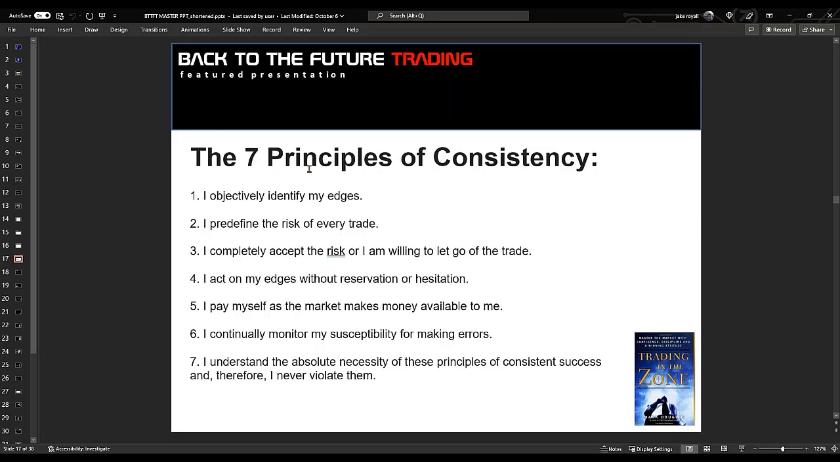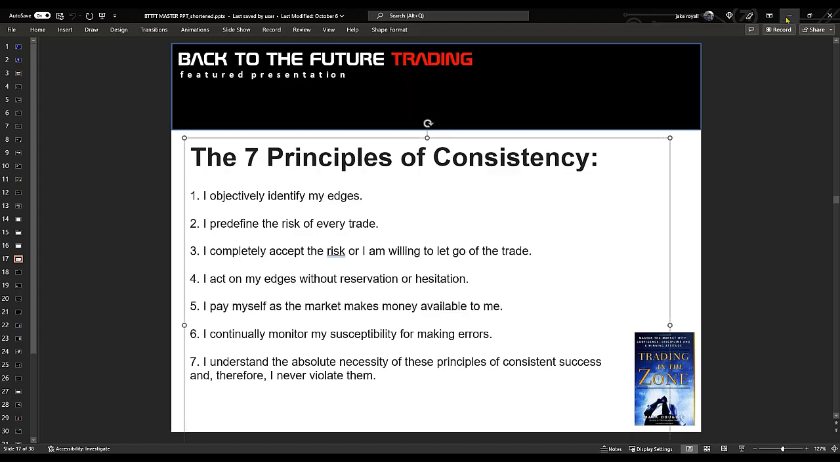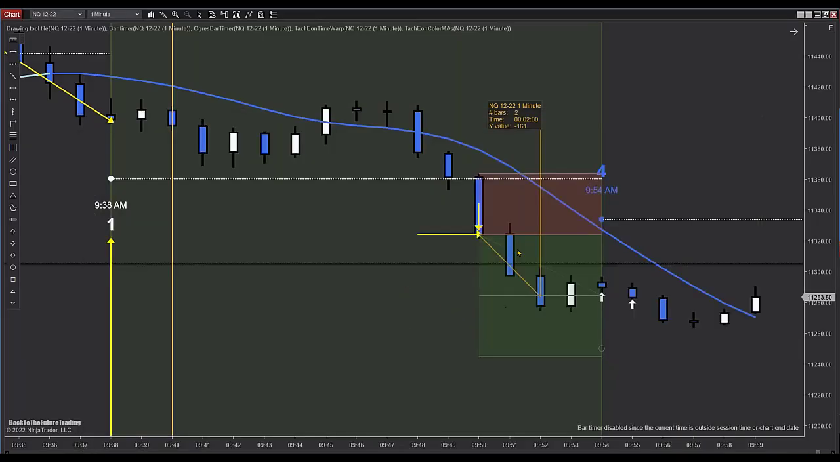I want 3 positions because I want to make sure I'm in alignment with these 7 principles. Number 5, I can't be in alignment with number 5 unless I have more than 1 position. I pay myself as the market makes money available to me. Therefore, I have more than 1 position. So our entry is going to be here.